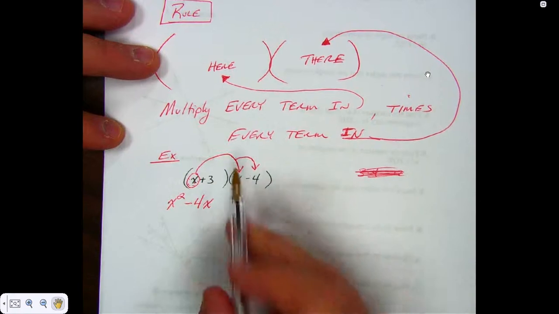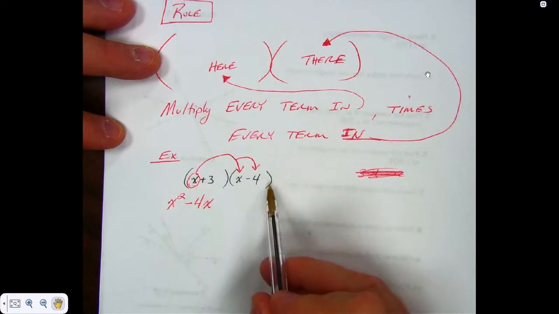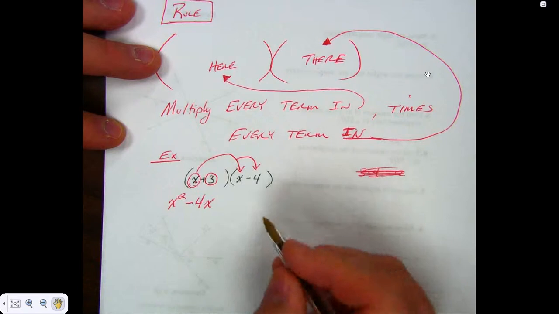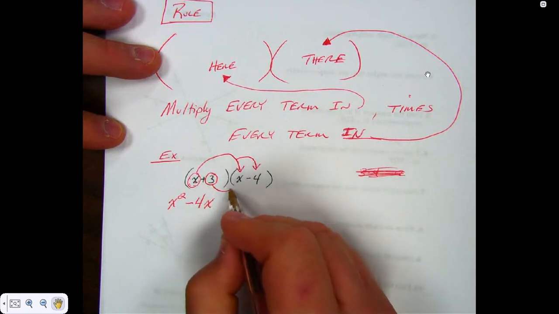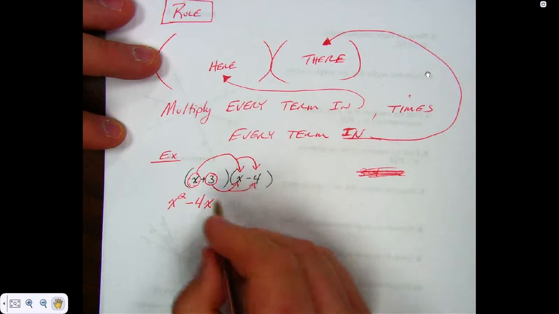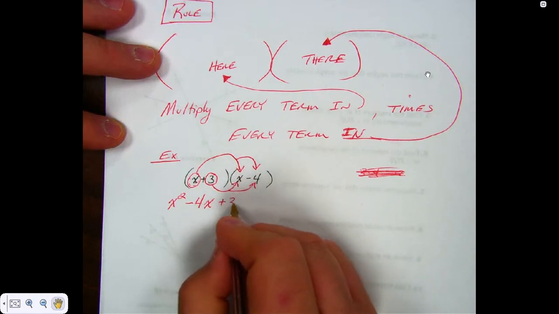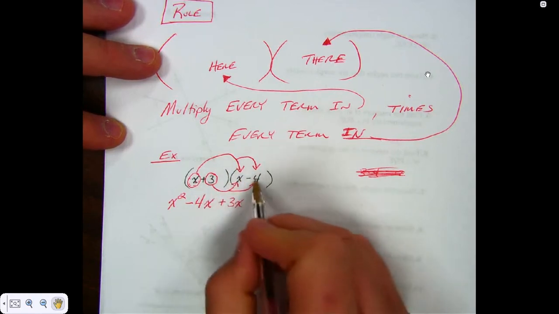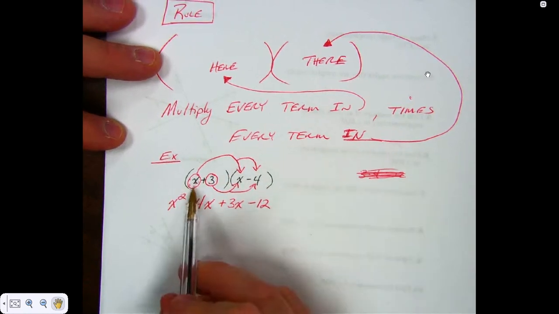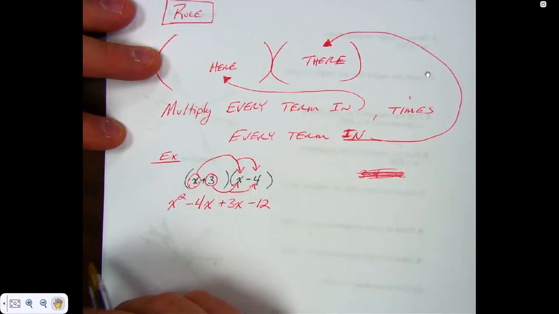Have we multiplied every term in here times every term in there? What's the term left to multiply in here? The positive 3. So I need to multiply 3 times what? That, and times what? So what's 3 times x? So plus 3x. What is 3 times negative 4? Now, have I multiplied every term in here times every term in there?